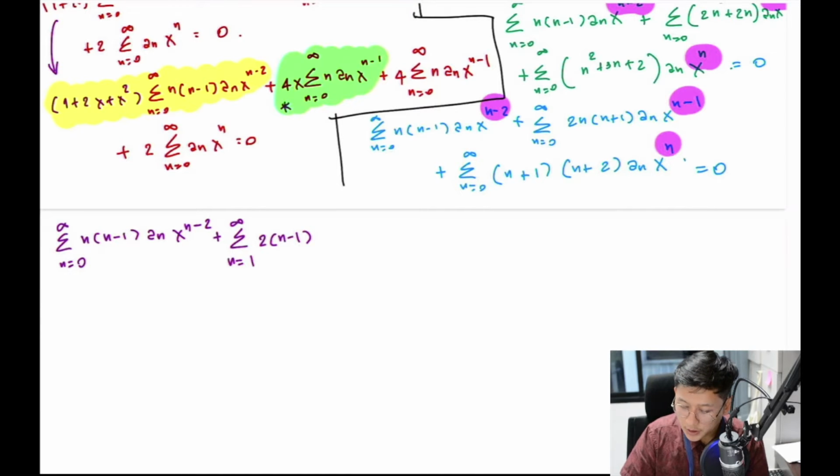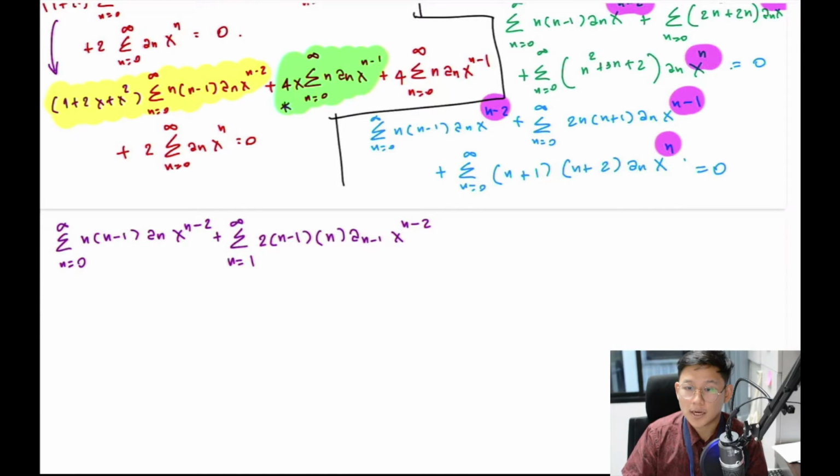So here it's going to be 2 times n minus 1 and times n minus 1 plus 1, that is going to be n, right? N minus 1 plus 1, that's going to be n. And x, an, it's going to be a n minus 1. And x to the n minus 1, that is going to be x to the n minus 2.